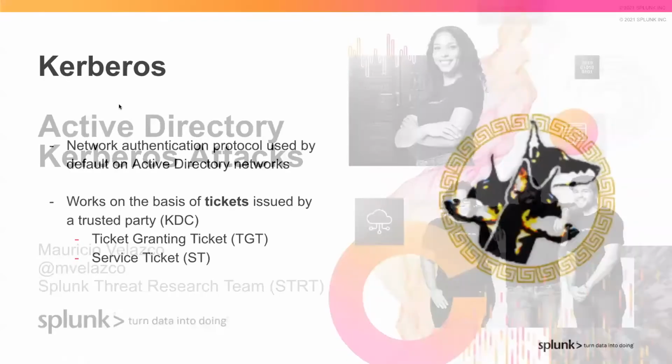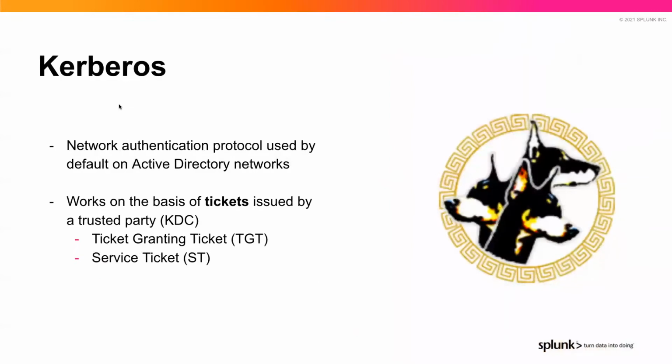We're going to start with a high-level description of Kerberos. It is not the intention of this video to describe Kerberos, but at a high level, Kerberos is a network authentication protocol used by default on Active Directory networks. It works on the basis of issuing tickets by a trusted third party called the KDC, the Key Distribution Center, which is typically the domain controller. The domain controller issues tickets for people to get access to the network and resources.